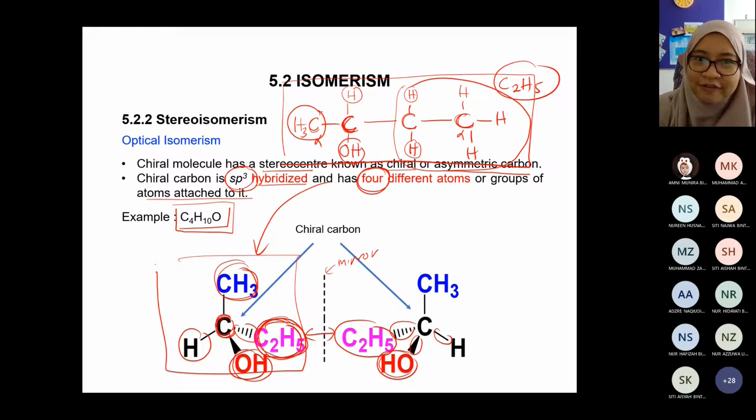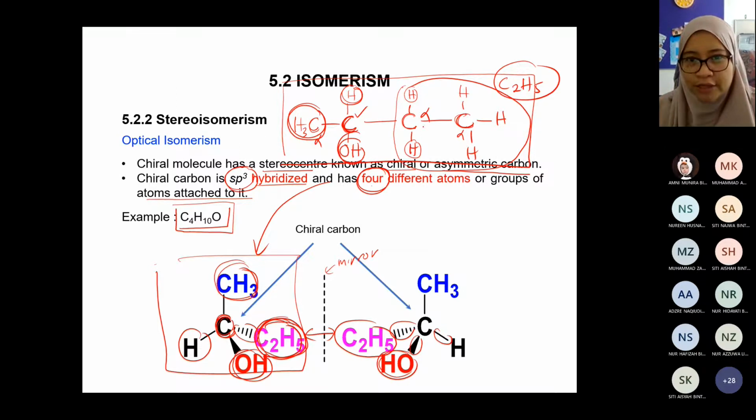Okay, so nampak tak different group of atom. So yang ni bukan chiral but this one is chiral. Okay, so you bukannya tengok dia attach pada carbon, oh sama. No, bukan macam tu. Bila carbon you kena group them. So group them as one group.